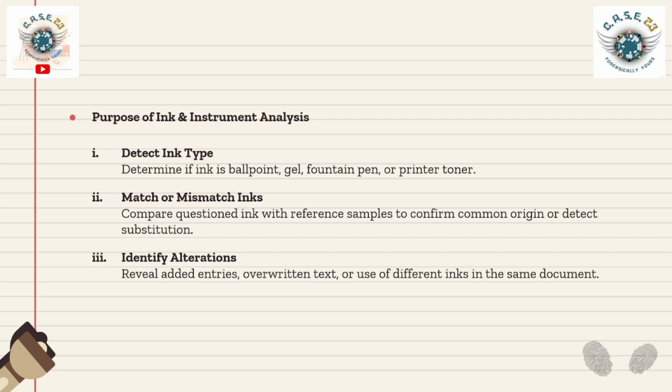And the third is identification of alterations. Lastly, ink analysis helps reveal hidden changes like overwritten names or dates, added entries using a different pen, or use of multiple inks in the same document. All of this helps us understand what really happened and whether the document can be trusted or not.